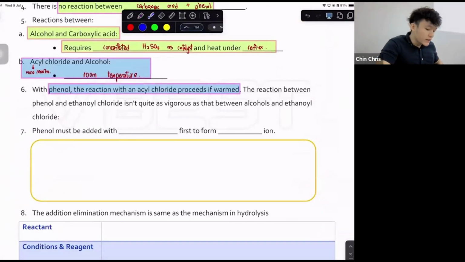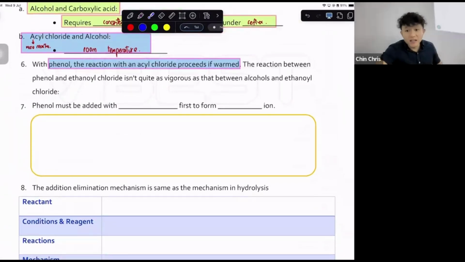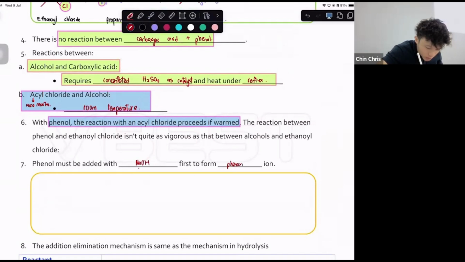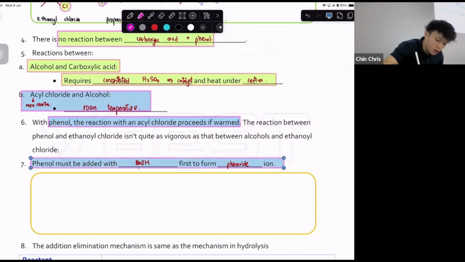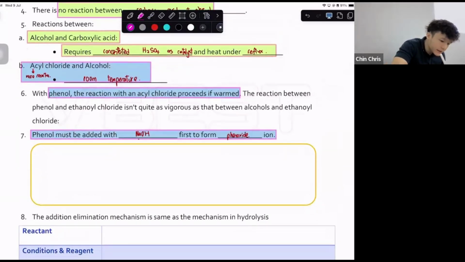So the reaction between phenol and ethanoyl chloride isn't quite vigorous. To react a phenol and an acyl chloride, you have to turn it into a phenoxide ion first. So guys, phenol must be added into NaOH first to form a phenoxide ion. Highlight this: phenol must be added into NaOH to form a phenoxide ion first before reacting with an acyl chloride.